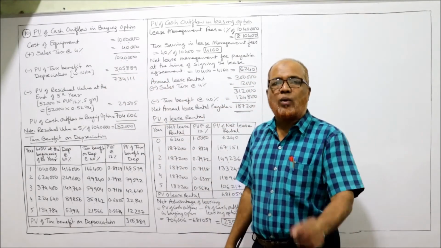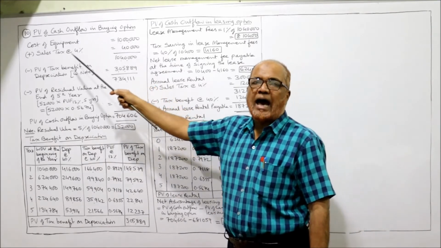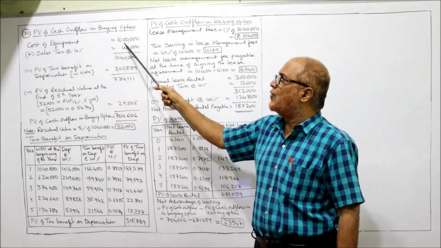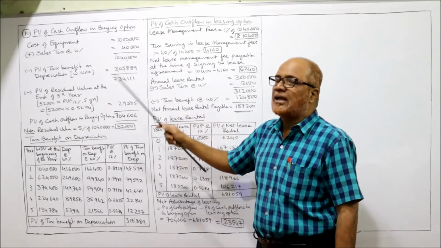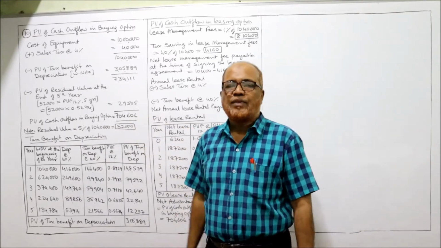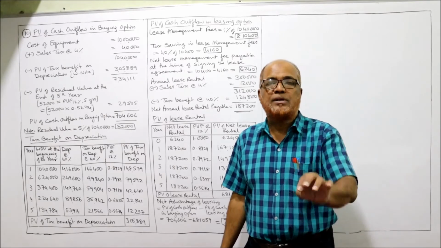If we buy it, what is the cost of the equipment? 10 lakh rupees. Add sales tax at the rate of 4%. 4% of 10 lakh is 40,000. So 10 lakh 40,000 is the cost including sales tax. From this, we are going to get the tax advantage on depreciation.